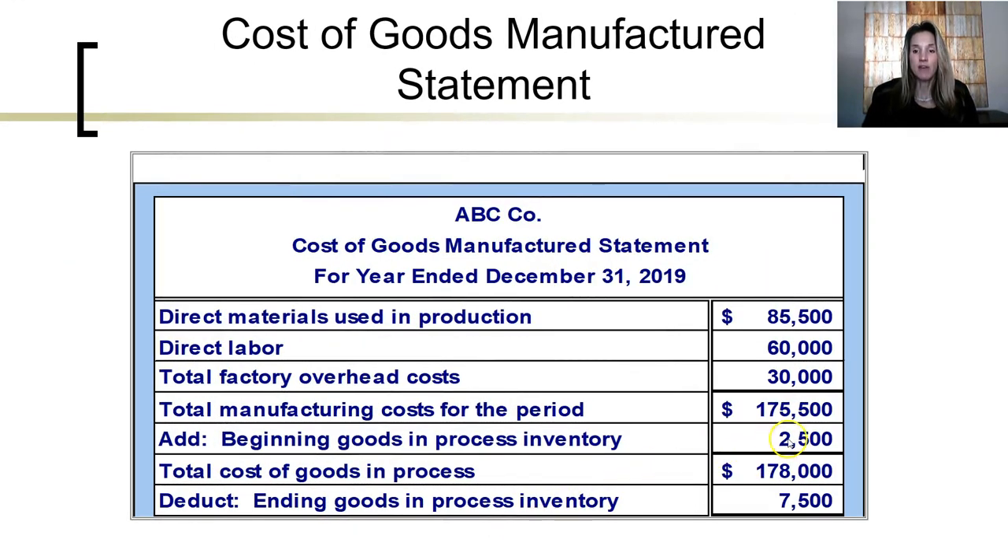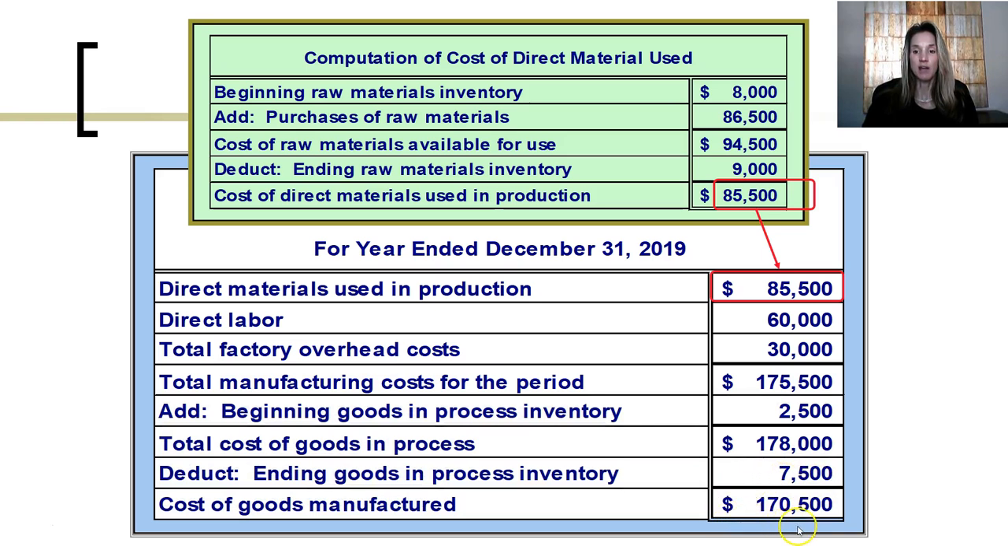Looking at it in the manufacturing statement format, we can see the three costs of production, direct materials, direct labor, and indirect overhead costs, giving us the total manufacturing costs for the period. If we add those manufacturing costs to the beginning goods in process inventory account, it gives us total goods in process. If we subtract out the ending goods in process inventory balance, the result will be the cost of goods manufactured.